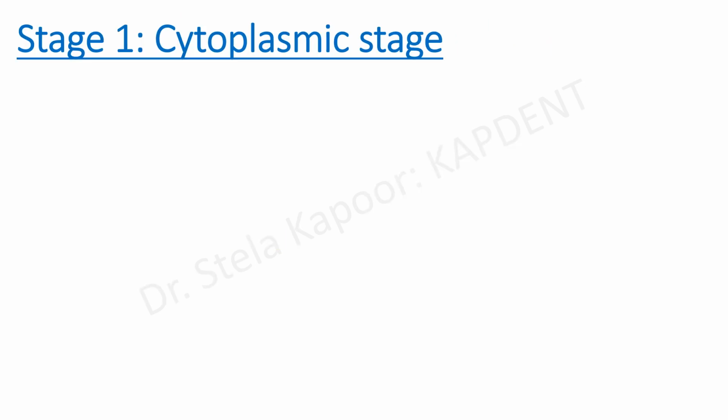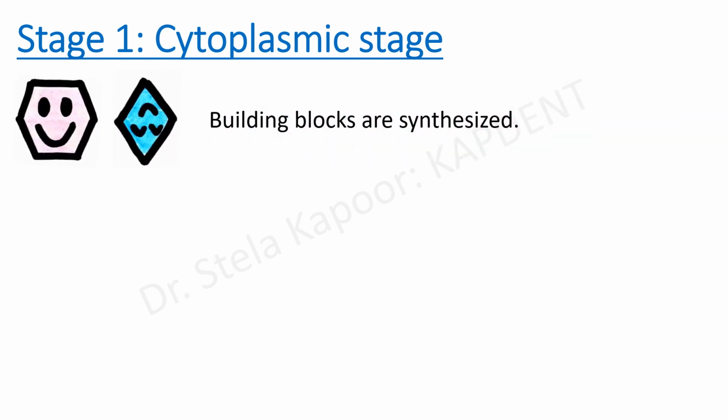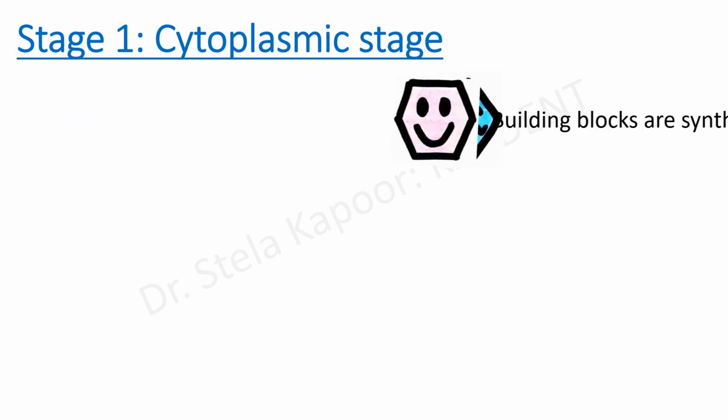The very first stage of cell wall synthesis is the cytoplasmic stage, which is named so because it takes place in the cytoplasm. In this stage, the building blocks, namely NAG and NAM, which are like bricks in this laying process of cell wall, are synthesized.